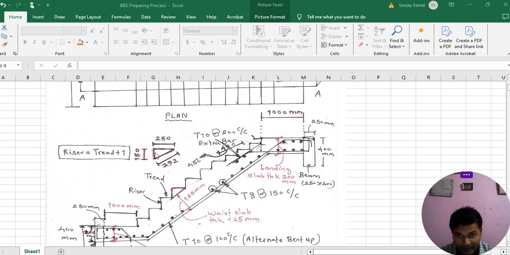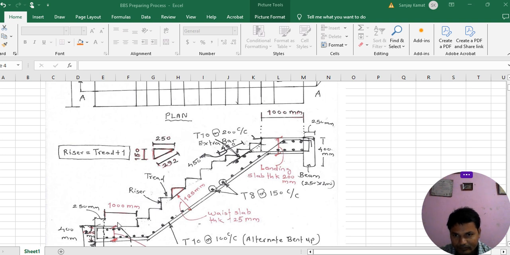Since we have a right angle triangle in a staircase, we observe that we absolutely have a right angle triangle. Then we can use the Pythagoras theorem. The theorem is how much? H square is equal to p square plus b square. So the same thing we use here also. We can see this vertical is your riser, and horizontal is your tread.